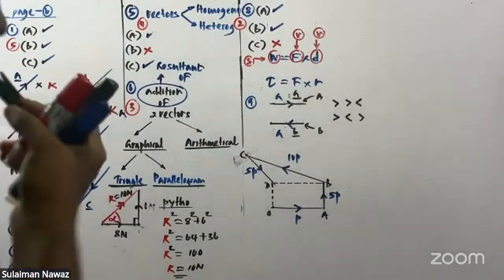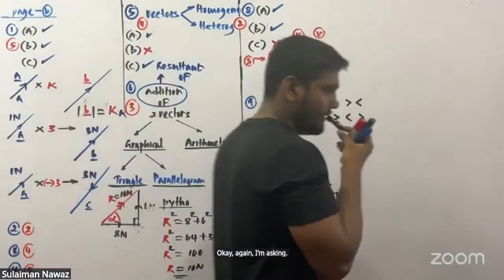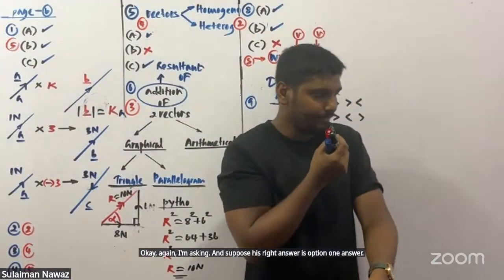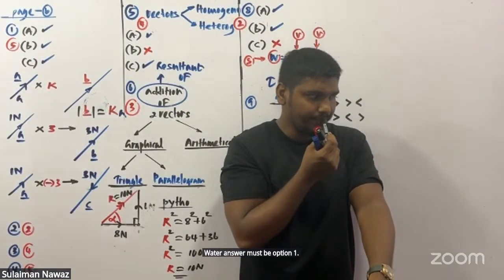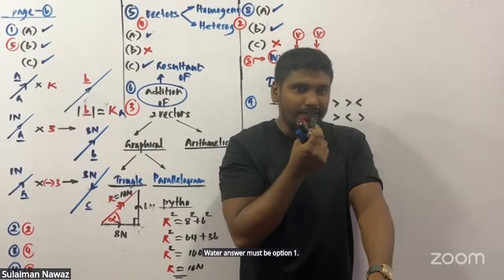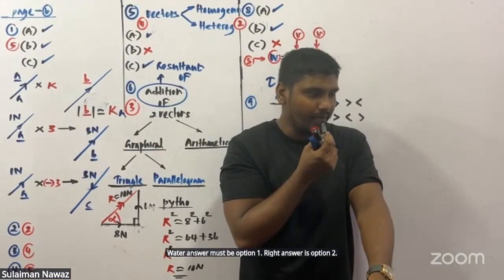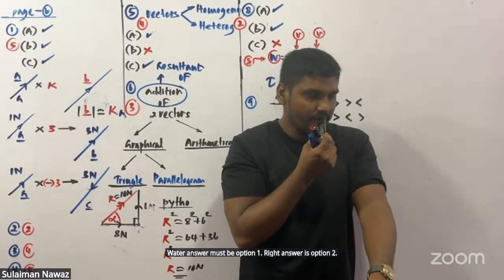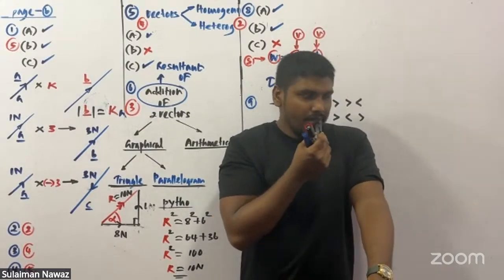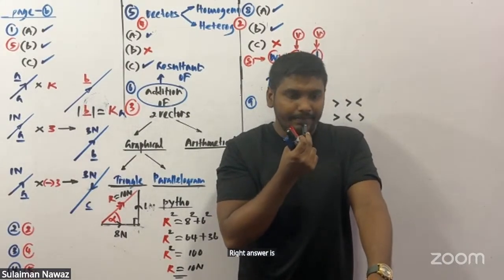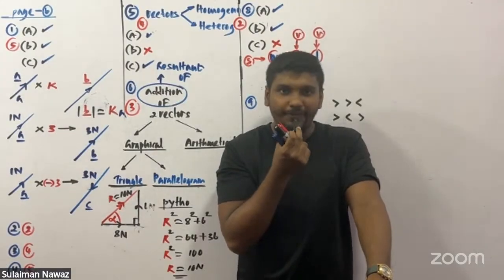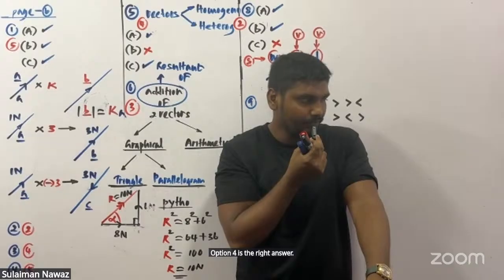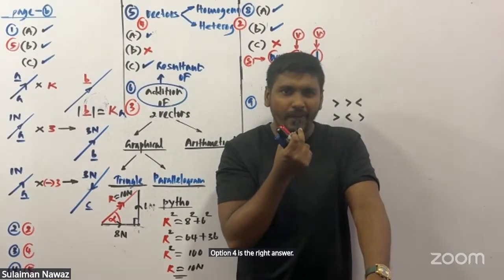Okay, again I'm asking. Suppose the right answer is option 1. Right answer must be option 1. Right answer is option 2. Right answer is option 3. Option 4 is the right answer. Option 5.